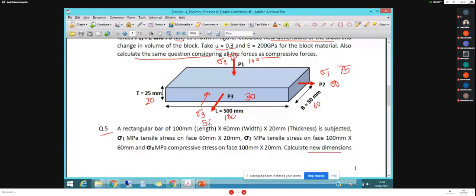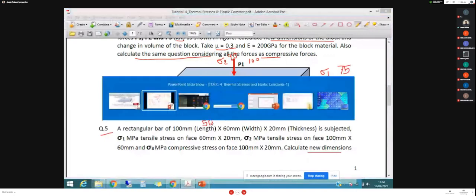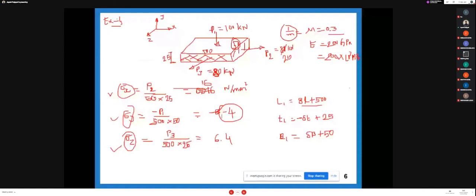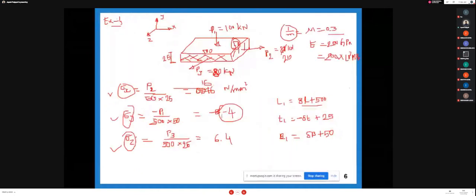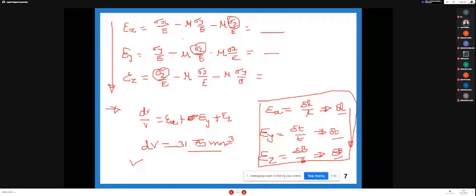So what is the change in this example? Whatever we are doing is the same thing, only change: earlier the force was given, and from the force we found the stress. So here we directly use this equation and put the stress value directly. Here no need to calculate this stress separately, because in the previous example the force is given and we calculate the stress, but in the next example the stress is directly given, so no need to do this calculation. Directly use this equation, epsilon x, epsilon y, epsilon z, and finally calculate delta again. And again same equation, you can calculate change in dimension.